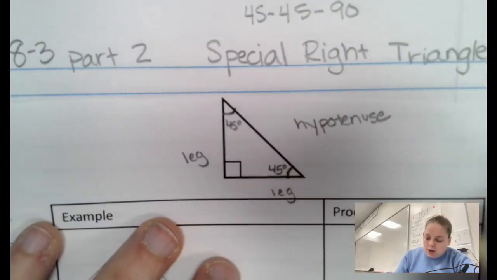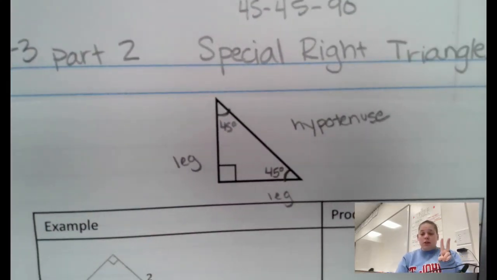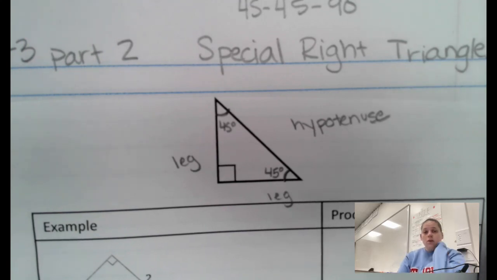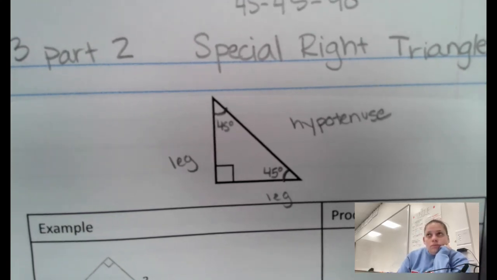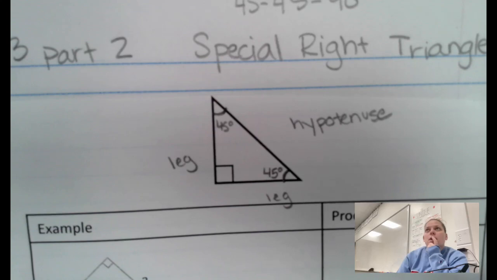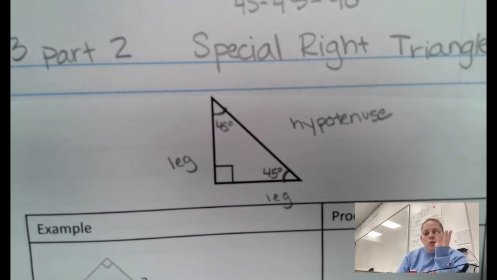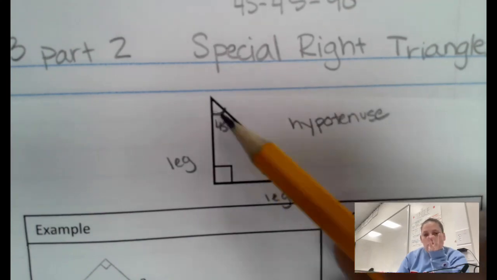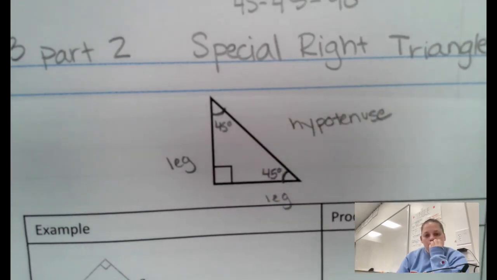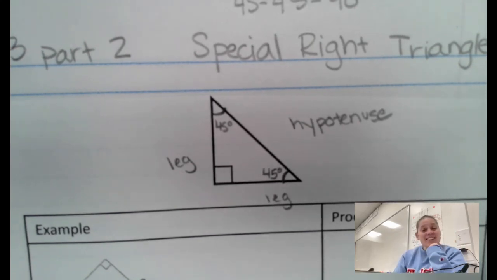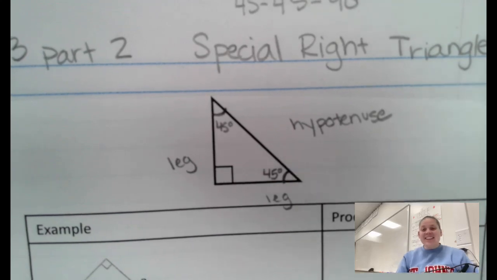We had a special word for triangles that had 2 congruent angles. Our types of triangles were scalene, isosceles, and equilateral. Which one of those 3 had 2 congruent angles? You're right, it's isosceles.